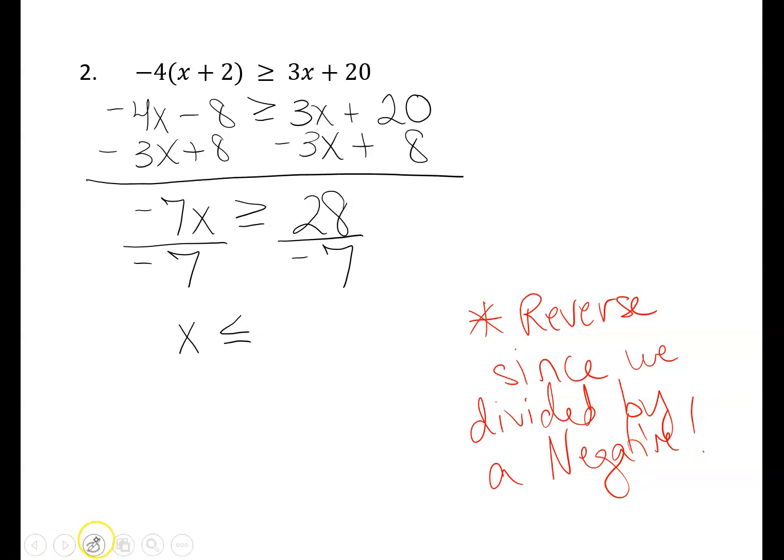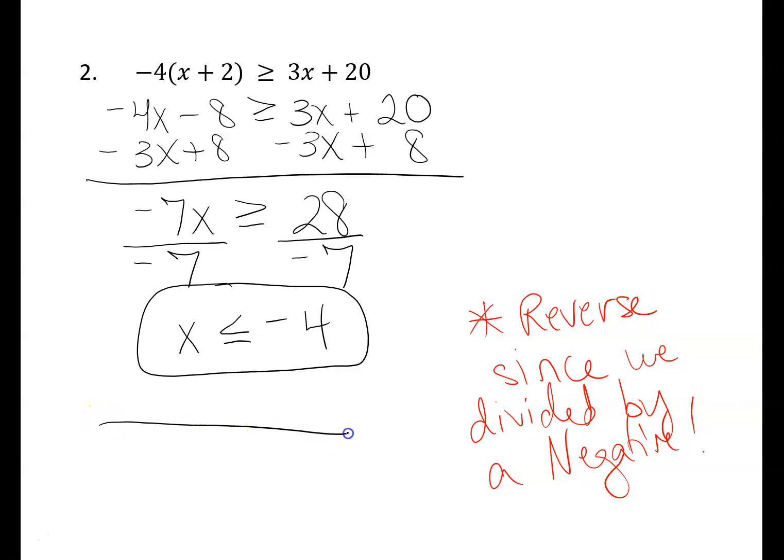Very important to remember that. And then we answer: 28 divided by negative 7 is negative 4. So the solution set is all values less than or equal to negative 4. Another mistake I sometimes see students make is they try to reverse the symbol too soon. So make sure you do not reverse until you write the result of that division.